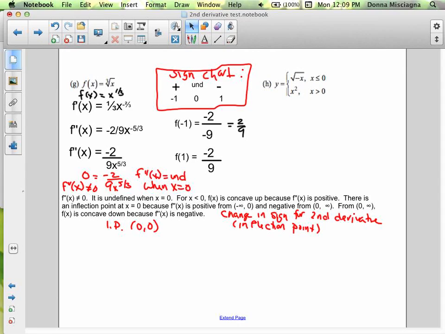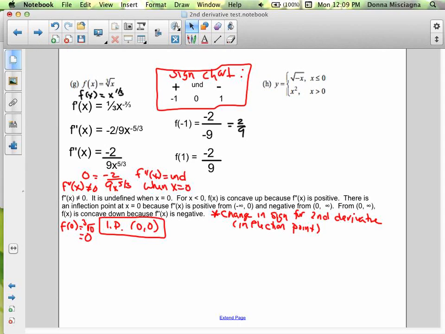There's an inflection point at x equals 0 because f double prime of x is positive from negative infinity to 0 and negative from 0 to infinity. A change in sign for the second derivative means an inflection point. Right? And the actual point is (0, 0). If you plug 0 into the cube root of x, you get 0. From 0 to infinity, f of x is concave down because f double prime of x is negative. So there we go. All right?